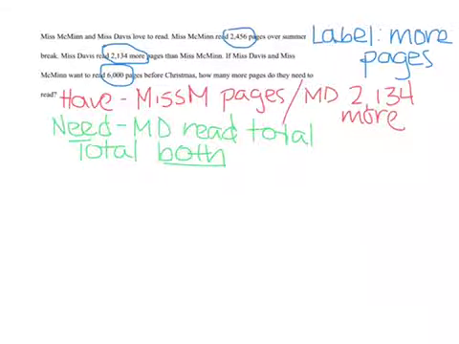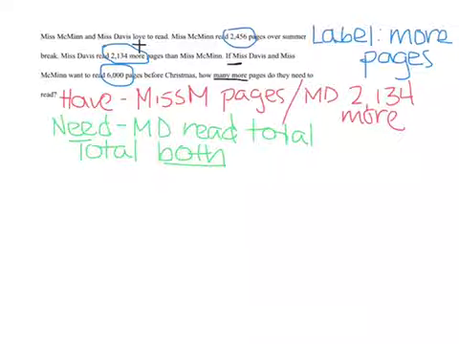Next, we figure out what operation we're going to use. So Miss McMinn read 2,456 pages. Miss Davis read 2,134 more, which means we're going to add. If Miss Davis and Miss McMinn want to read 6,000 pages before Christmas, how many more pages do they need to read? How many more? So I'm going to subtract to find out how many more. Okay? Next thing I'm going to do is solve the problem step by step.